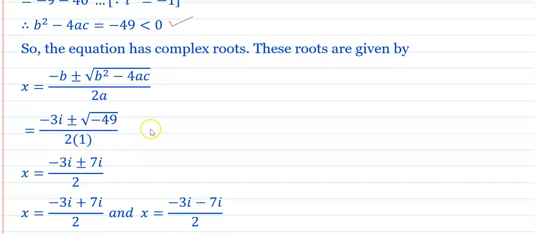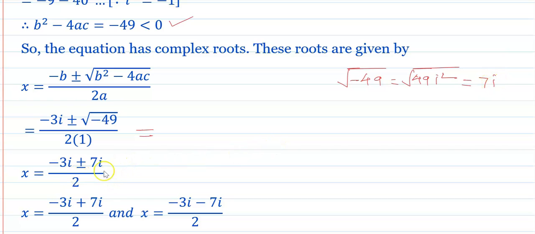Again the square root of 49 is 7. Now again I will repeat here. Minus root of 49 means 49 into minus 1, and minus 1 means i square, and hence you will get 7i.